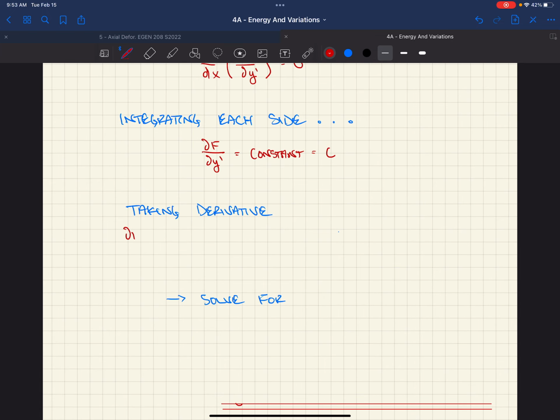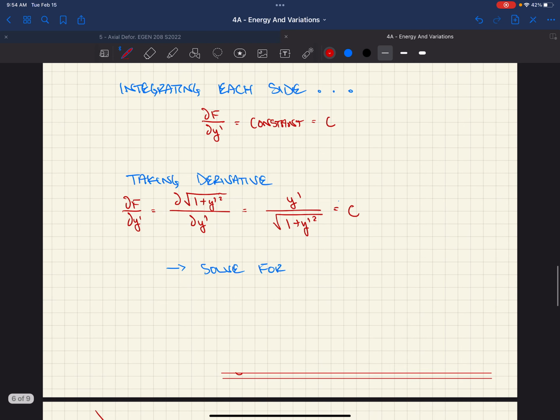So we're going to say the partial of f with respect to y bar equals, well, that's the partial of our functional, square root of 1 plus y bar squared, with respect to y bar. Well, that's really equal to y bar over the square root of 1 plus y bar squared. That's all going to be equal to a constant. Those are rules of integration there.